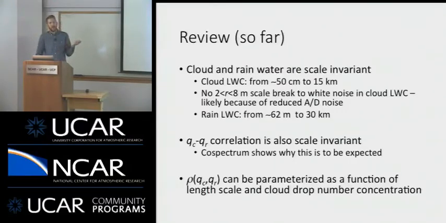And here we can't get at these smaller scales to say anything about scale invariance because we simply don't have an instrument with a sufficient sampling volume to assess that. We've also established that the correlation between QC and QR is scale invariant, and the co-spectrum tells us from a theoretical perspective why we would expect this. And finally, we were making progress towards parameterizing the correlation as a function of both length scale and cloud drop number concentration.